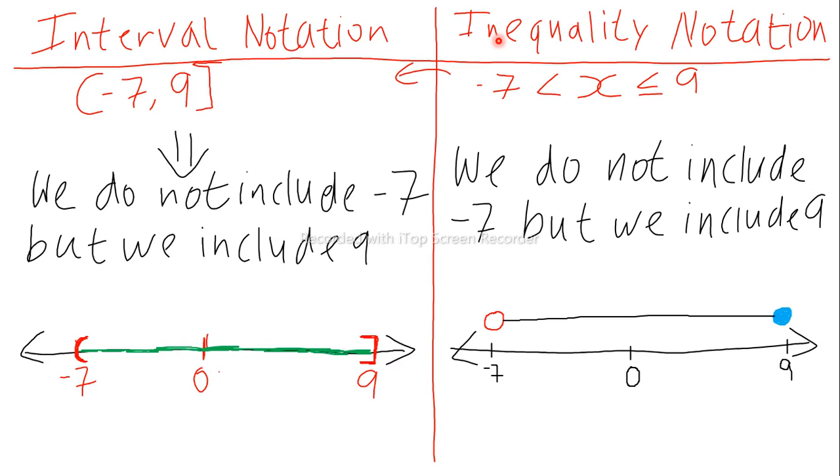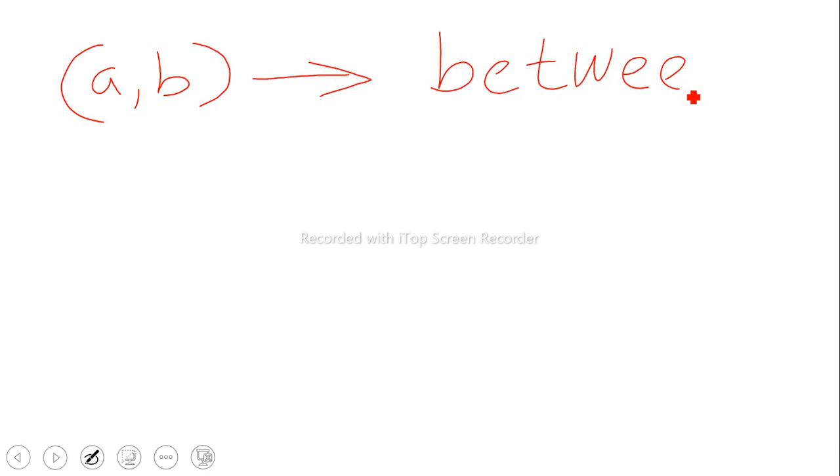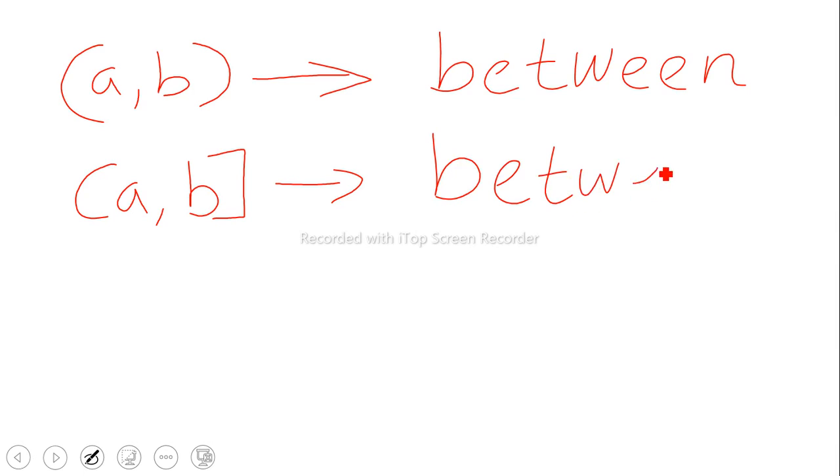So far we've learned what it means when we have two open brackets and two numbers. Let's say we represent our numbers using A and B. This means we want all the numbers in between A and B, but we do not include the endpoints A and B. And if we are open on the A but closed on the B, that means we want all the numbers in between A and B, but we include B.